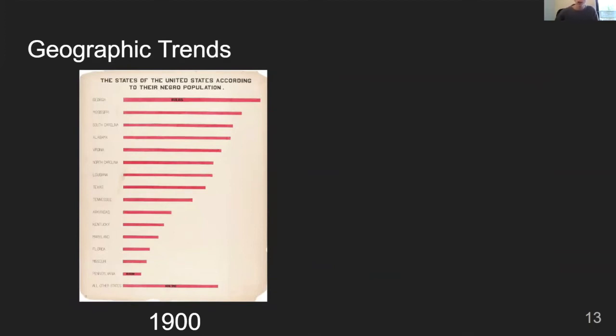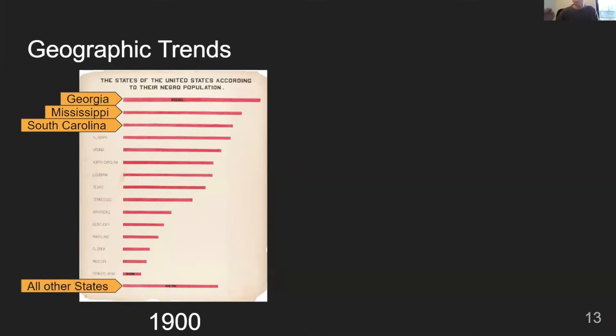We can also sort of see this in geographic trends. This is a chart that Dubois made in 1900 on the distribution of Black populations throughout southern states compared to all of the northern states combined. So we can see the top three populated states, Black population-wise, are Georgia, Mississippi, and South Carolina. And the population of all other states, so all of the northern states, is actually lower than all three of those individually. So there's a concentration of Black population in the southern states because of slavery. This is where these are the states that held on to slavery and forced people to stay within their borders and to stay concentrated in one place.